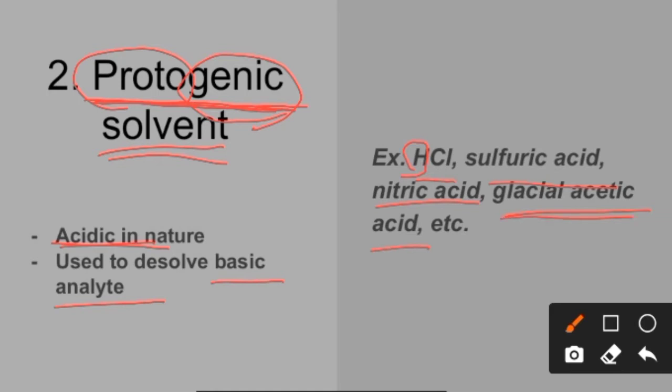What is the meaning of glacial acetic acid? Glacial acetic acid means that acetic acid has a purity of 99.99%.